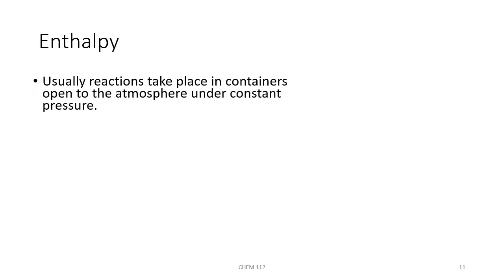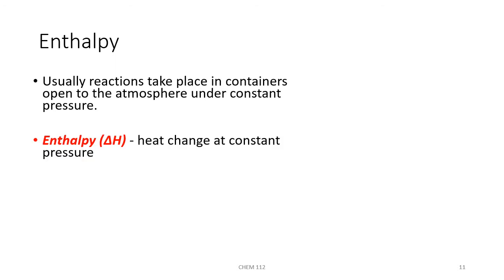Many chemical reactions take place in containers that are open to the atmosphere under constant pressure rather than at constant volume, which is where we learned about a topic known as enthalpy. Enthalpy is abbreviated with a capital delta H, and it's the heat change at constant pressure. Delta H can be calculated by taking delta U, or the change in internal energy, plus the external pressure times the change in volume that could occur. Delta H is abbreviated as equal to Q sub P, where the sub P means constant pressure.